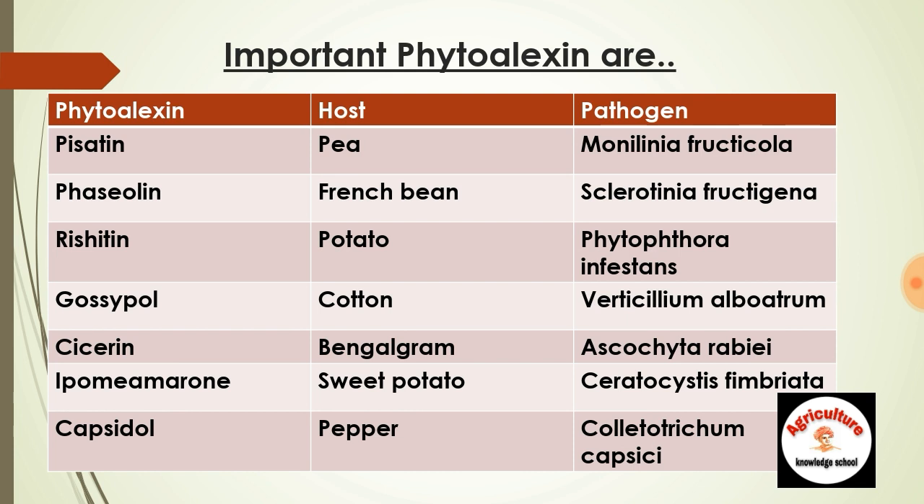albo-atrum. Cicerin is produced by Bengal gram for Ascochyta rabiei. Ipomeamarone is produced by sweet potato for Ceratocystis fimbriata. Capsidiol is produced by pepper for Colletotrichum capsici. So these are the important phytoalexins.